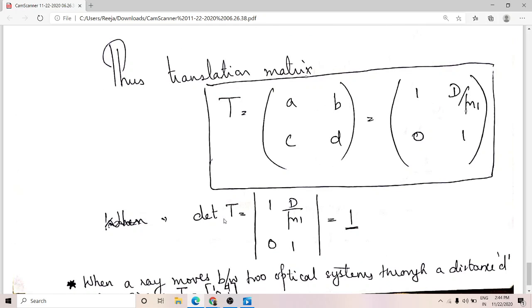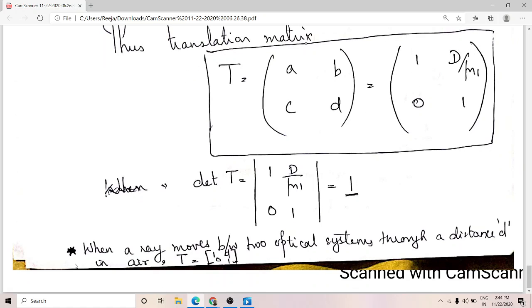Then the determinant of T. We are simply finding out the determinant of T, that is 1, D by mu 1, 0, 1, is equal to 1. So the determinant of my translation matrix T is 1. So when a ray moves between two optical systems through a distance d in air, if the medium through which the ray moves is air, then my translation matrix reduces to T is equal to 1, then d, because mu 1 is equal to 1 for air, and 0 and 1. It reduces to this form.